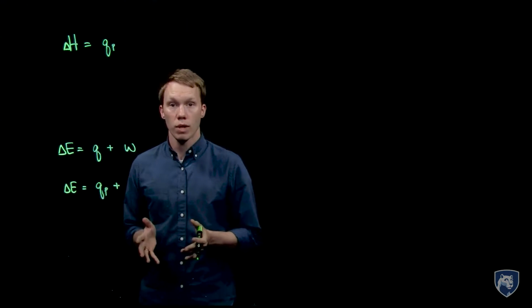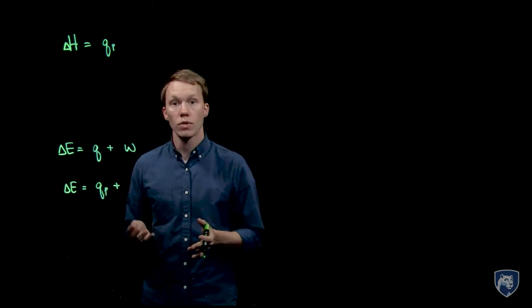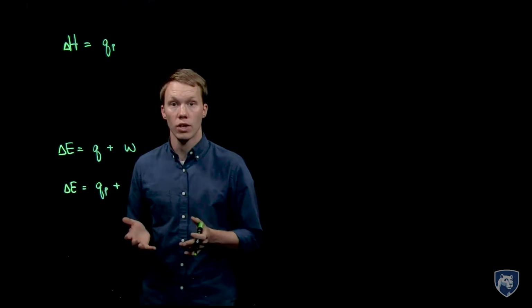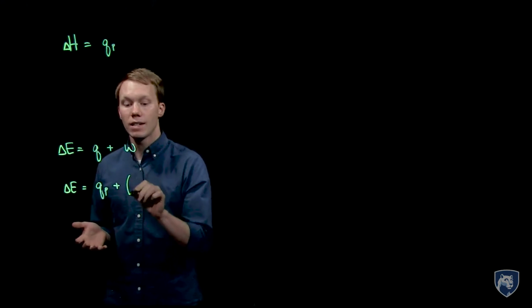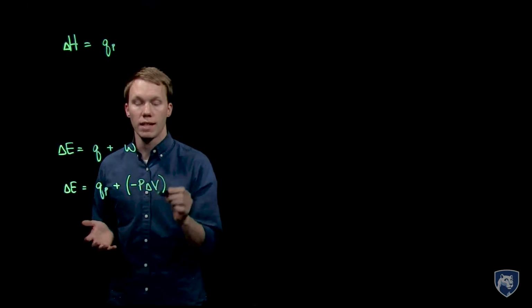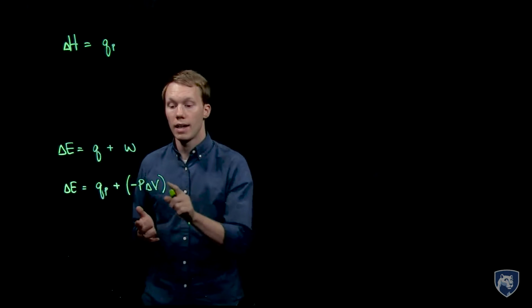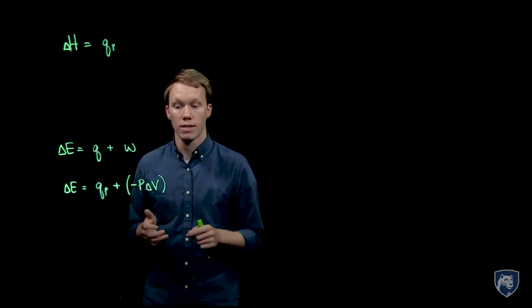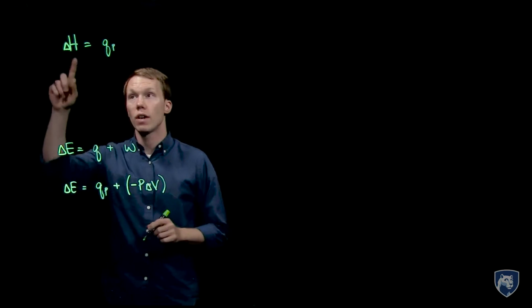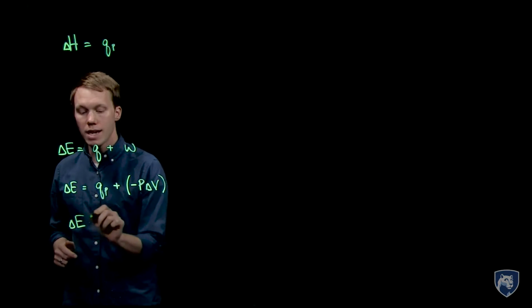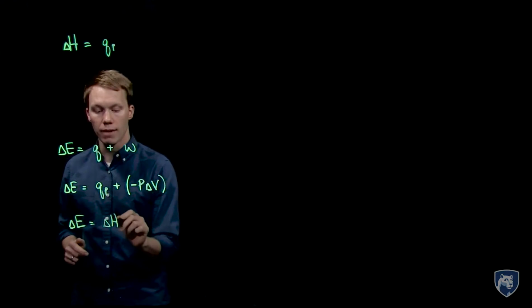Now, if we're under constant pressure, the work done is almost always pressure volume work. That is, changes in the volume of my system. And work is equal to negative P delta V. That is the pressure of the surroundings and then the change in volume of the system. If we substitute our delta H for QP, we can get delta E in terms of enthalpy.